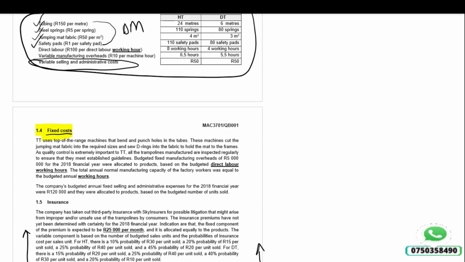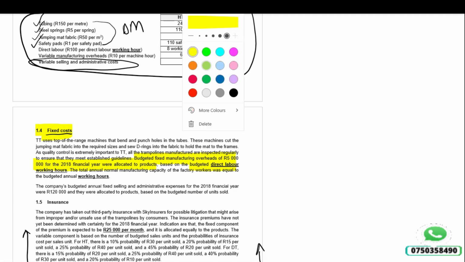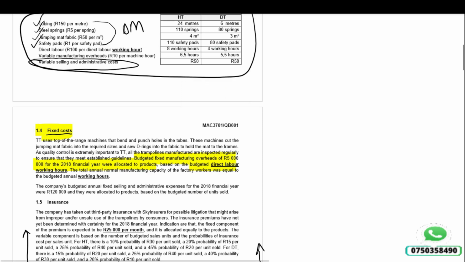TT uses top of the range machines that bend and punch holes in the tubes. Okay, so this whole information is just an explanation of why we have the fixed cost. I think I'm more interested starting from here. Budgeted fixed manufacturing overheads of 5,000, so it's not 5,000, it's 5 million, for the 2018 financial year, we allocated to the products based on budgeted direct labor working hours. So it is important that we know that they're going to vary using budgeted direct labor working hours.